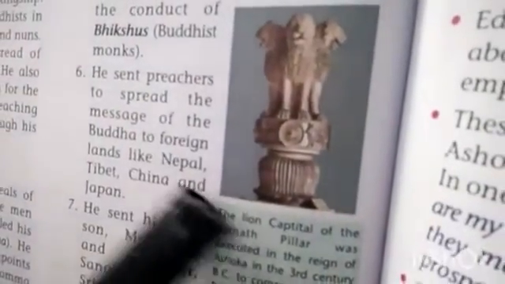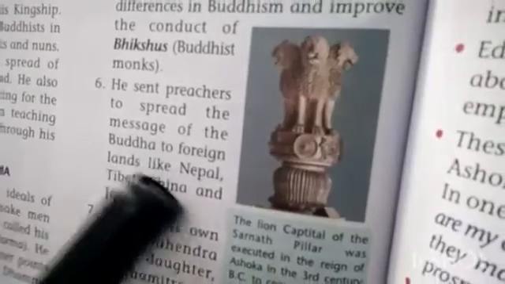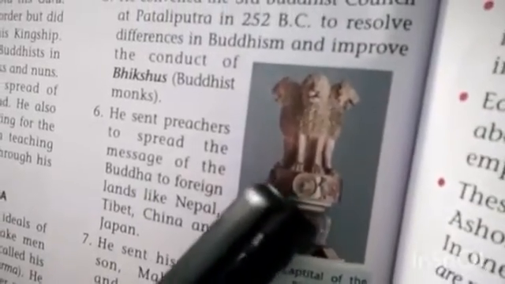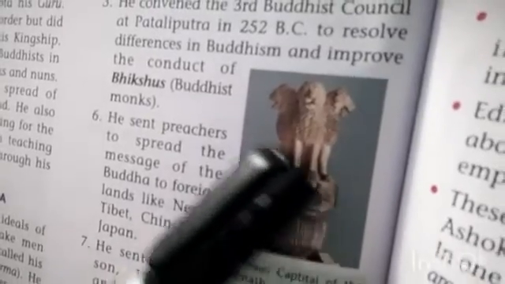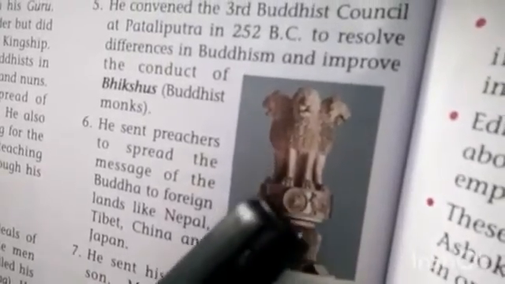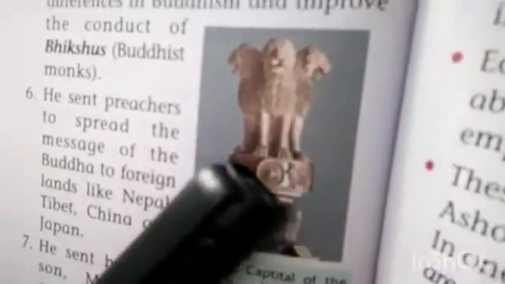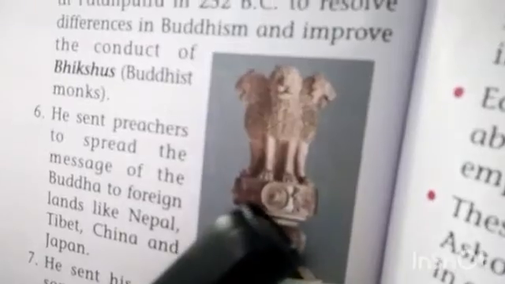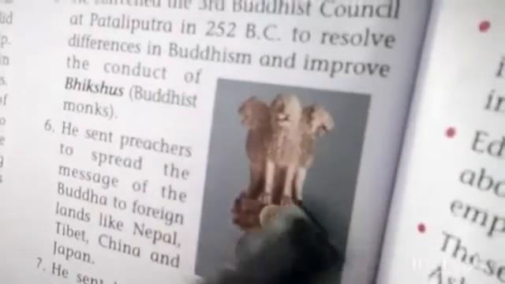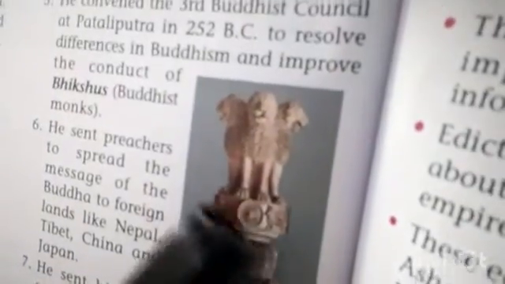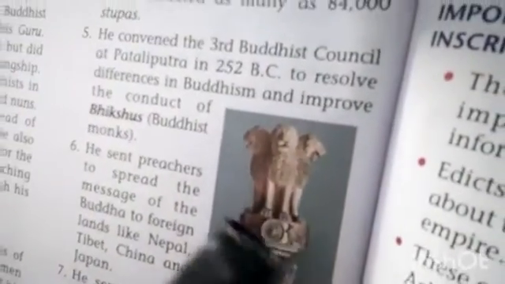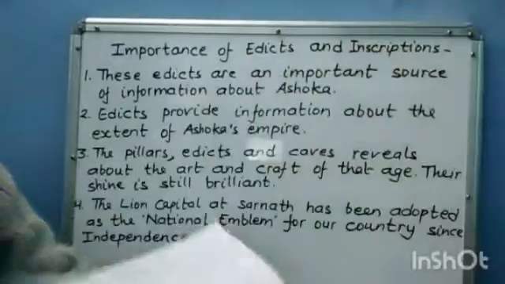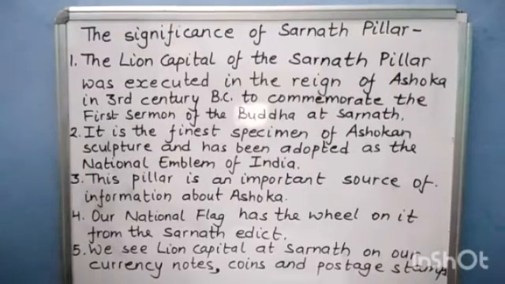We see it on our currency notes, coins, and postage stamps. Our national flag has the wheel on it from the Sarnath edict. This wheel has also been taken from the lion capital. You can see it in our national flag. And how many spokes are there in this wheel? 24.